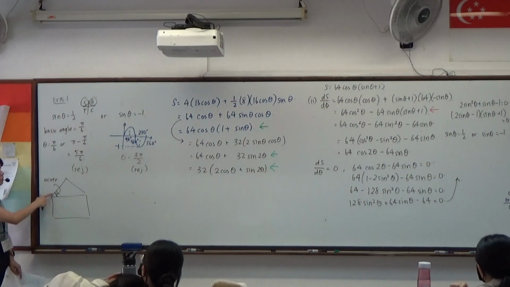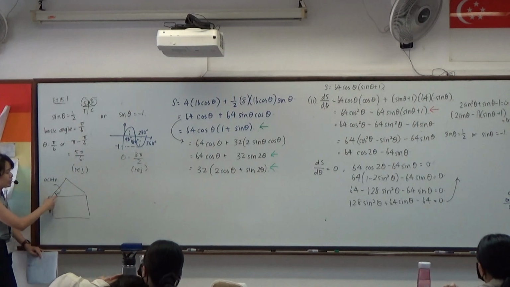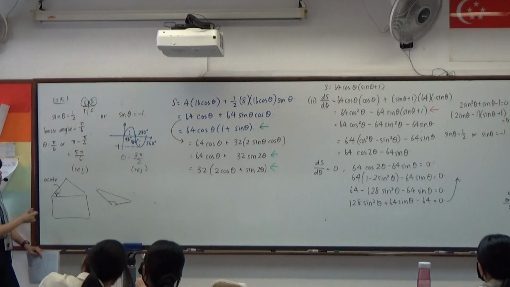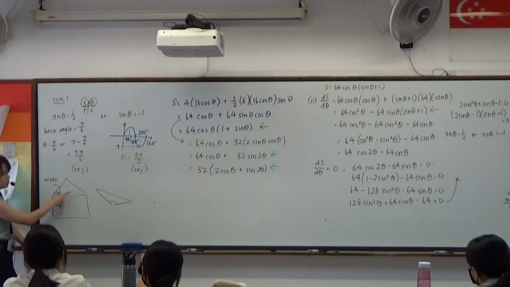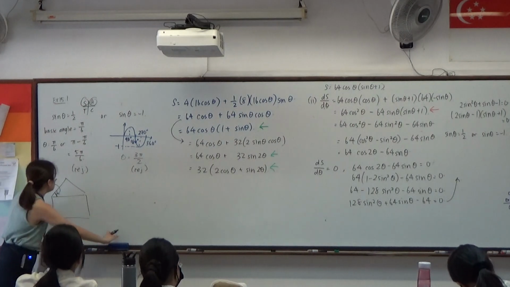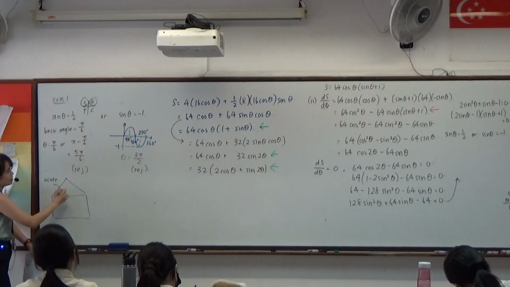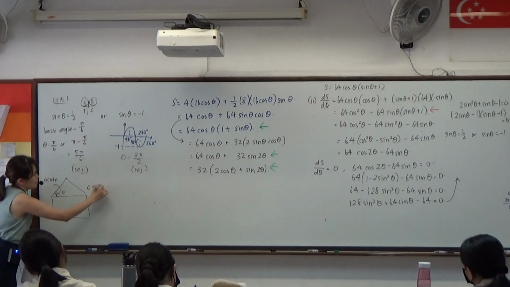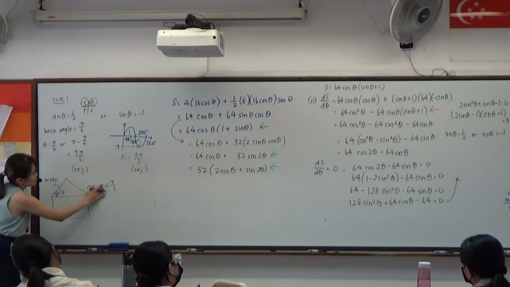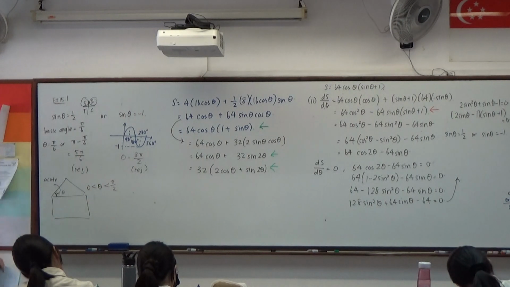Because you cannot get an isosceles triangle with obtuse angles. There are obtuse angle triangles, but they will not be isosceles with both sides congruent. So therefore, your angle theta must be bounded by this interval, 0 to pi over 2. So this is the connection to the context itself.